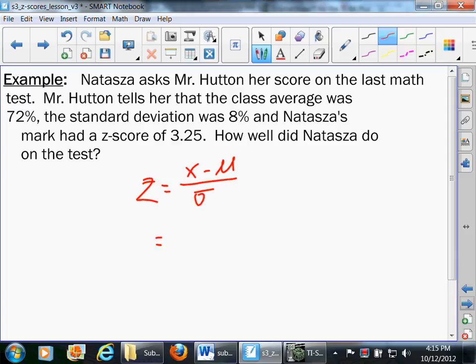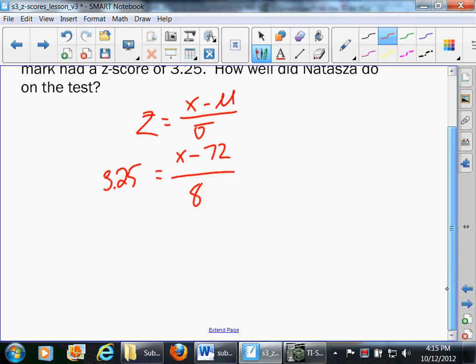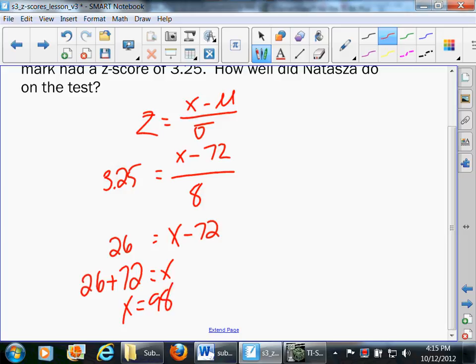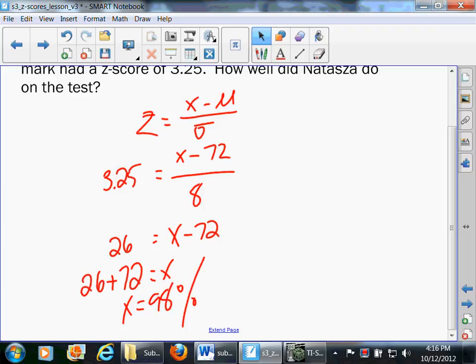Now, the z-score is 3.25. The x-score is x. The mean? Well, the mean is 72%. Standard deviation? Well, that's 8. So now all we're going to do is a little bit of algebraic manipulation. So we're going to multiply 8 by 3.25. That's going to give us 26 is equal to x minus 72. Bring 72 over. 26 plus 72. X is equal to 98%. So Natasha's mark is 98%.